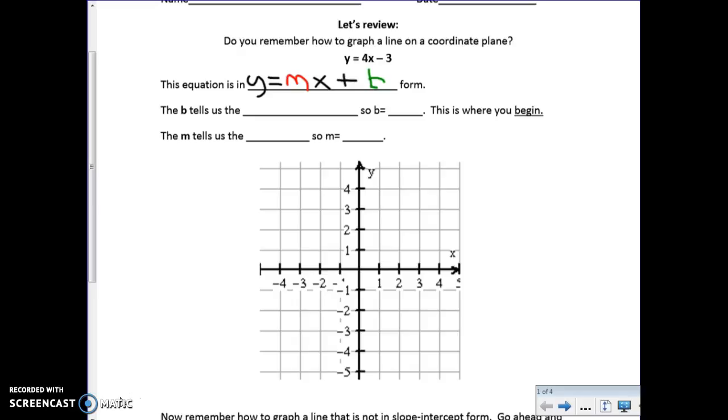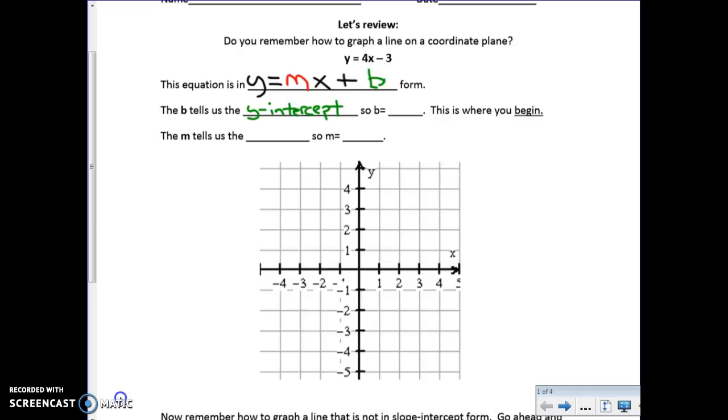Let's review first. Do you remember how to graph a line on a coordinate plane? Say you're given the line y equals 4x minus 3. You want to notice that it's in slope-intercept form. So the y value is by itself, and then it's followed by an equal sign. We also call it y equals mx plus b form. The b tells us the y-intercept. The y-intercept is a point on the y-axis that your line crosses through.